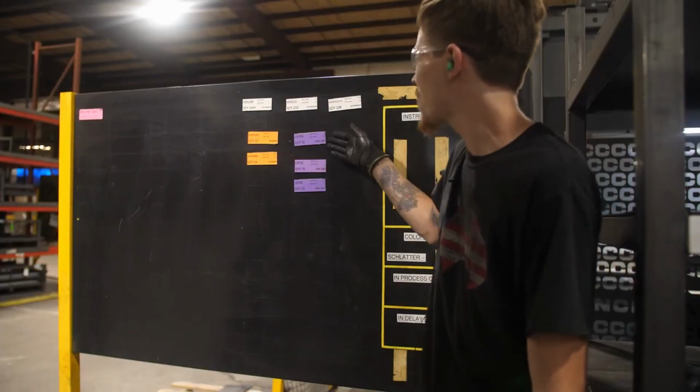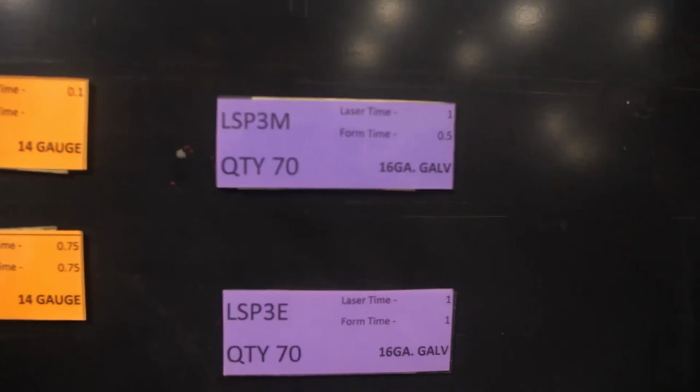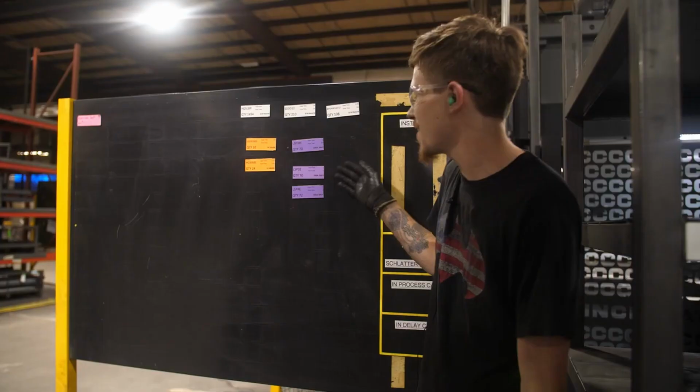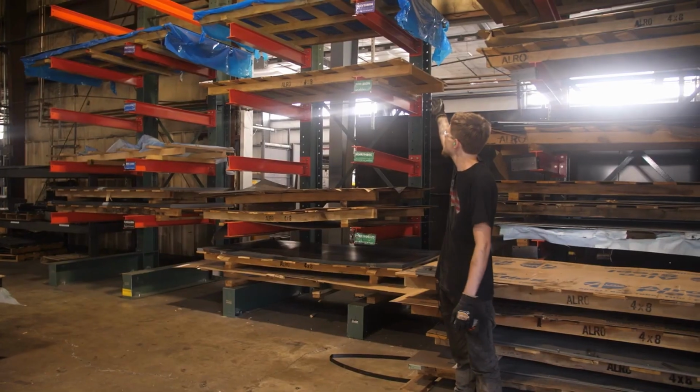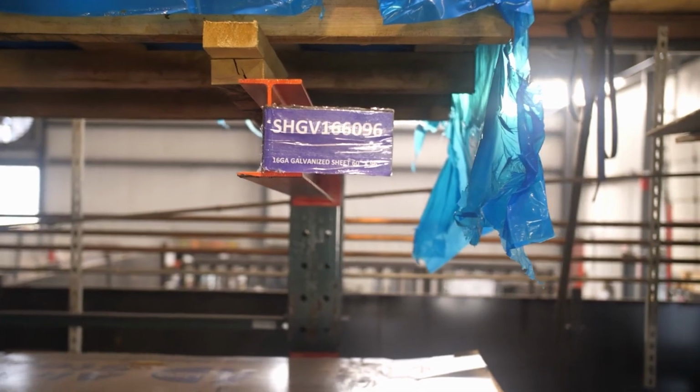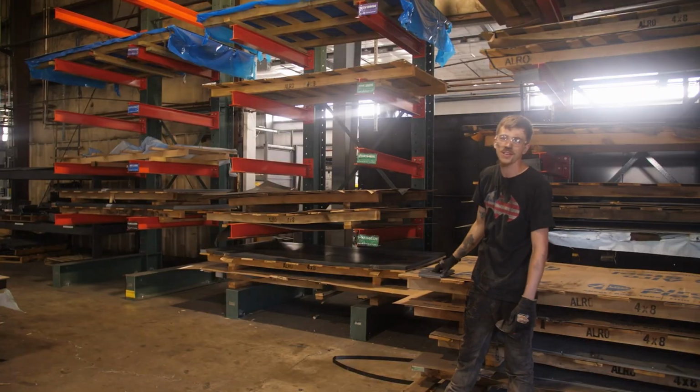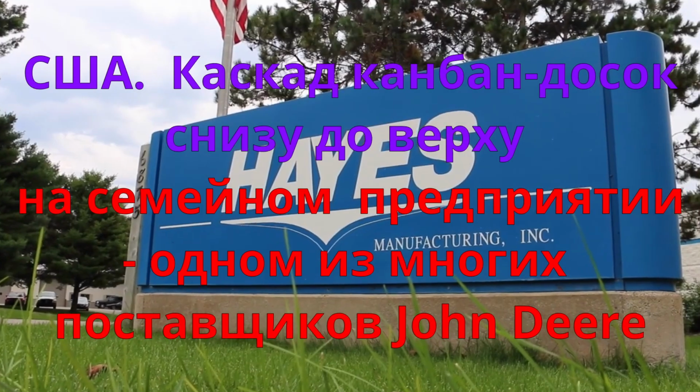So all of our parts use different sizes of sheet metal. Now we have these color-coded kanban cards that will match up with our actual sheet metal over here. As you see, the racks are color-coded, so we know if we take a purple magnet, we have to pull from the purple rack to fill our kanban. So we know when we pull this magnet.